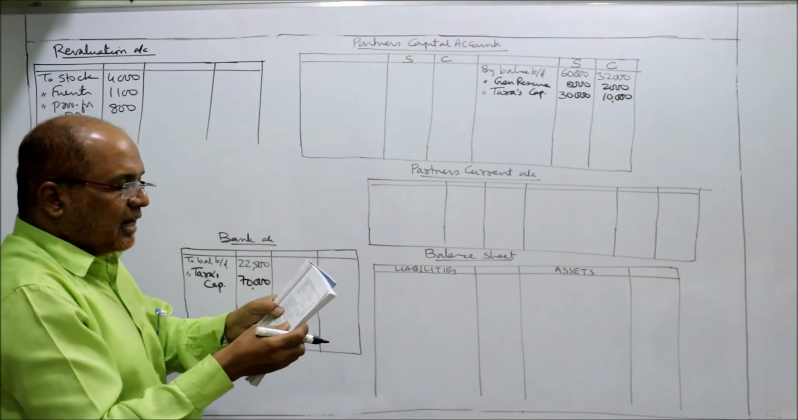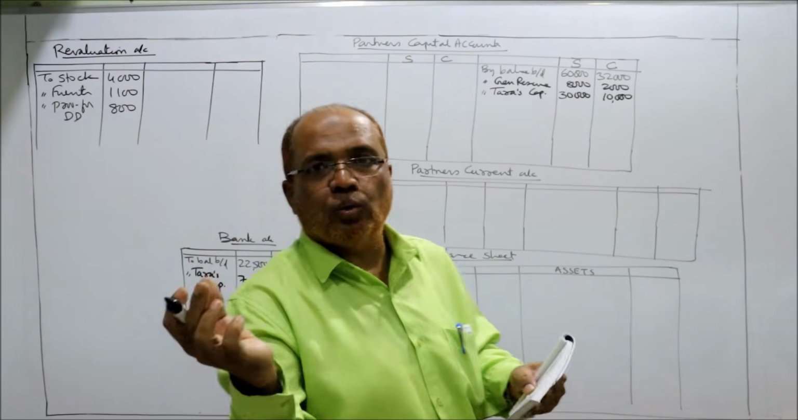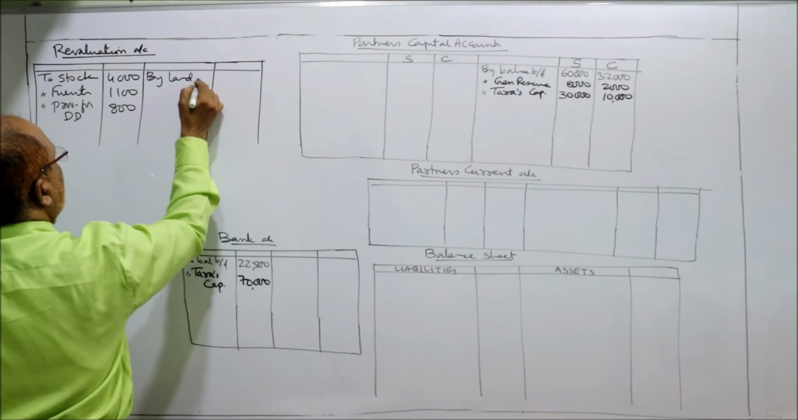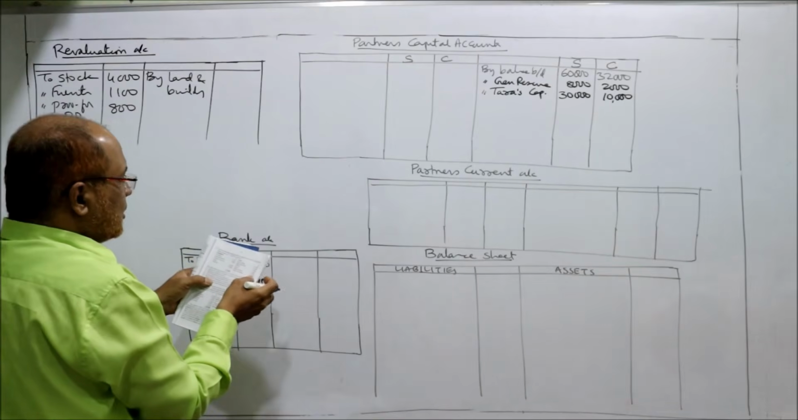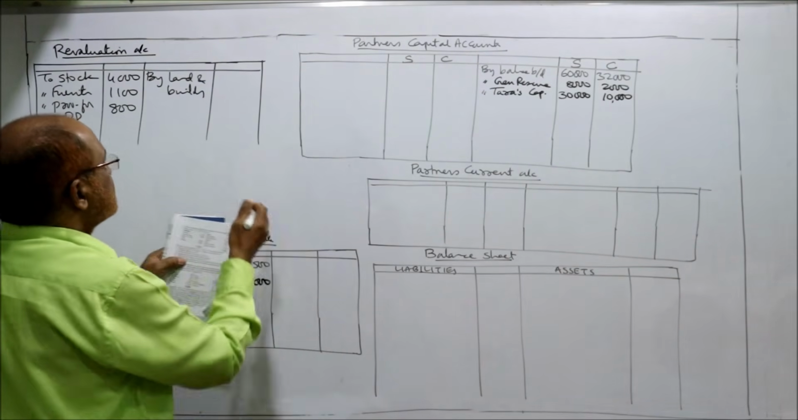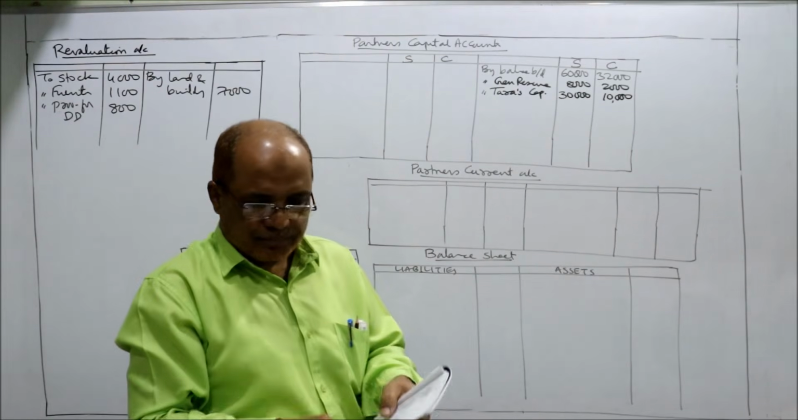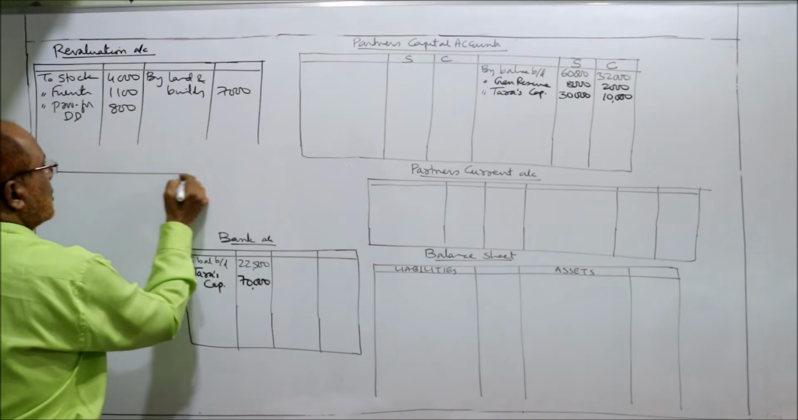Then value of land and building be increased. Entry will be land and building account debtor to revaluation. So revaluation account credit side by land and building, 20%. तो 35,000 का 20% 7,000. That's all. So revaluation account. Now we have to find out whether there is profit or loss on revaluation.